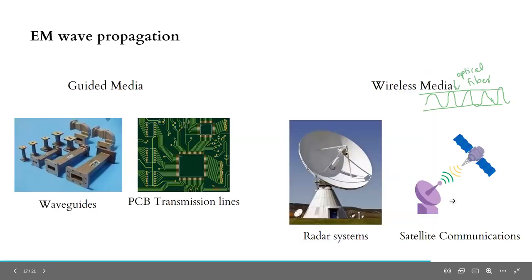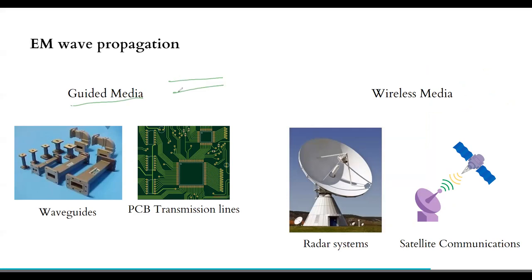So apart from applications, we also have different media through which we transport electromagnetic waves. So we have guided media, right? We have some media to guide the wave that is propagating. So we can have waveguides to transfer high frequency signals from one point to another point. These are used in telecommunication towers, when we are transmitting high frequency signals from one point to another point. And then we have PCB transmission lines, right?